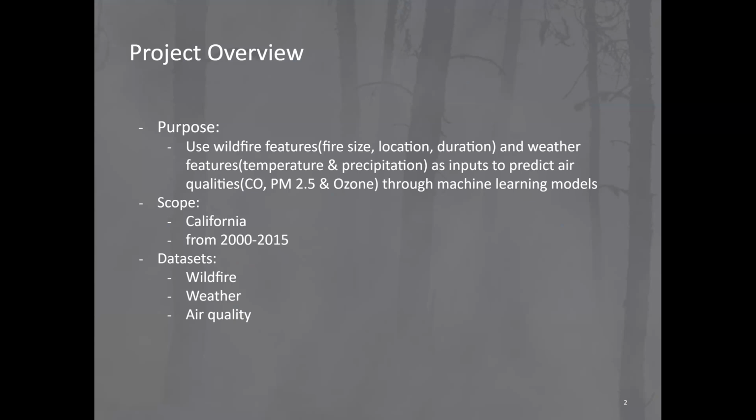Our project scope is in California only, and the time frame is from 2000 to 2015. In this project, we have three raw data sets. They are wildfire, weather, and air quality.